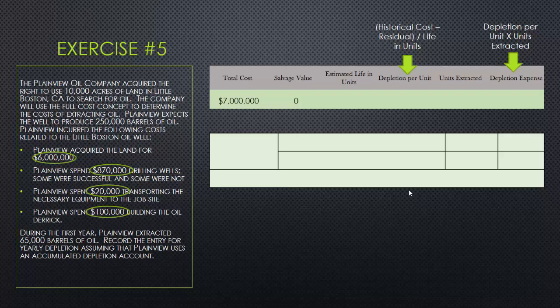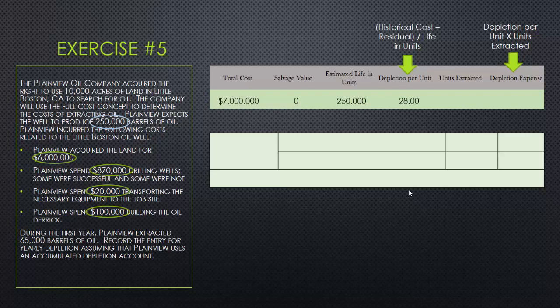We're going to divide that depreciable base by the estimated life in units. In this case, at the time that they purchased the land, they expected the well to produce 250,000 barrels of oil. So let's spread that $7 million in cost we're going to get rid of over the life of this asset over the 250,000 units and get a depletion rate of $28 per unit.